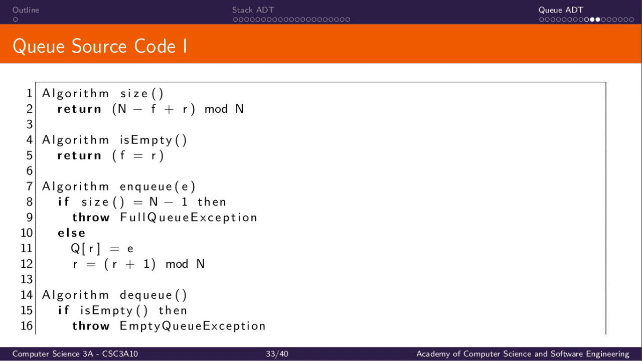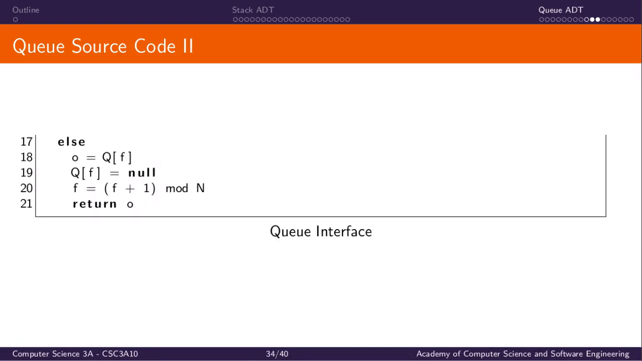DQ, again, if we have nothing in there, we should first check, is it empty? If it is, then we throw an exception because we can't DQ something from an empty queue. If that isn't the case, then because, remember, we DQ from our front, we take whatever's at the index F within our queue, we store that in a temporary variable, we set the space of that index now to null, we calculate our new F, again mod n, and we return that value using our temporary variable.